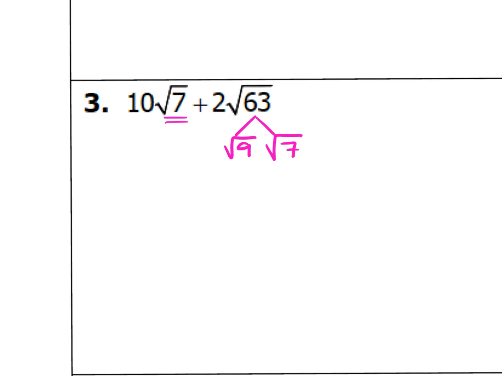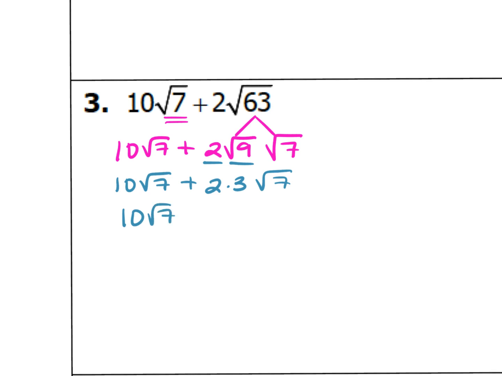Okay, so there's a 2 out in front here, 10 rad 7 plus 2 times rad 9 times rad 7. So you are going to do 2 times 3 times the square root of 7 plus that 10 rad 7. So it's 10 rad 7 plus 6 rad 7.